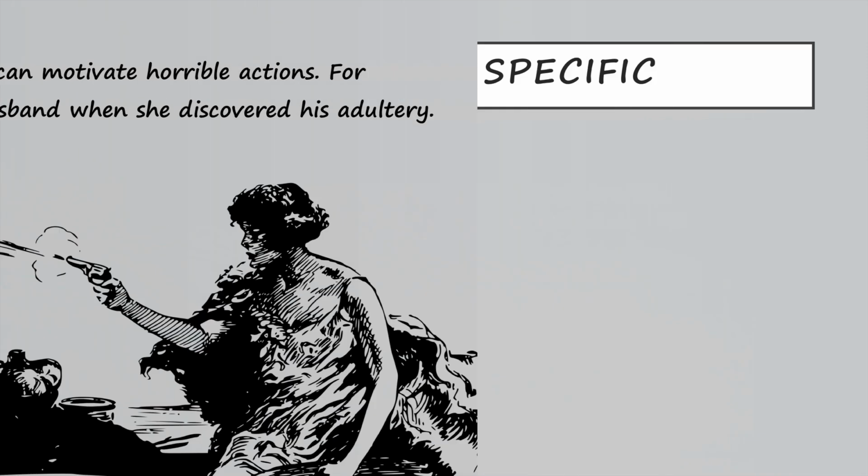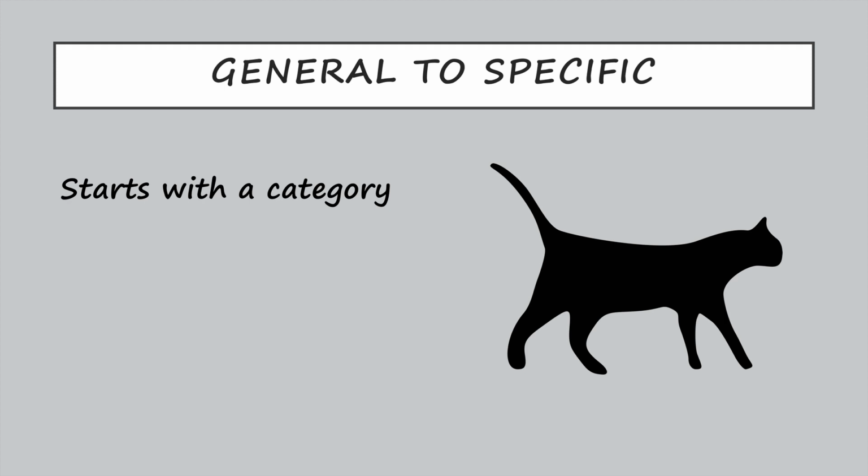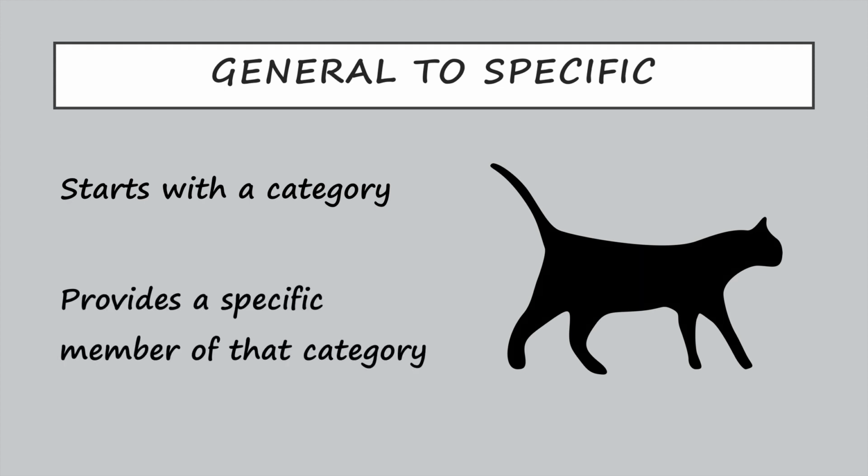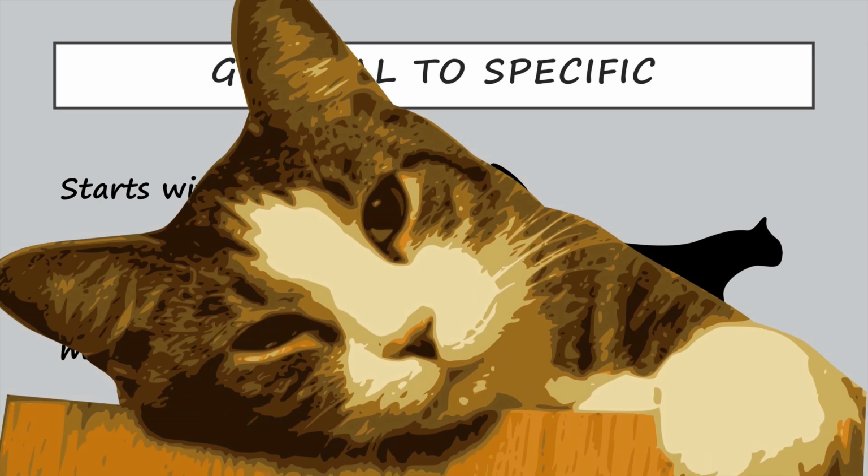Got it? Good. Now it's time to look at our second strategy, going from general to specific. When you illustrate in this way, you start with a general category, such as cats. Then you provide a specific member of that category, like Peter. Hello, Peter.